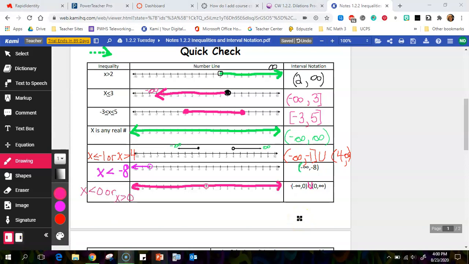So this last one's interesting because the 0 has a parentheses on both of these, which means 0 is not included, but it goes from negative infinity to positive infinity without the 0. So that's what that means. If we had used that other symbol, it would have been all real numbers and it would have been kind of boring. So that's why I changed that. So the inequality is x is less than 0 or x is greater than 0, because it can't be both. It can't be less than and greater than. So that means that the 0 is left out, so there's an open circle there.